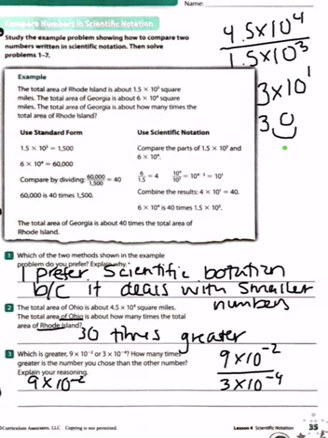9 divided by 3 is 3. Negative 2 minus negative 4 gives us a positive 2, so 3 times 10 squared. But we have to write it in standard notation, so I take the decimal and I move it 2 times and get 300. It is 300 times greater.